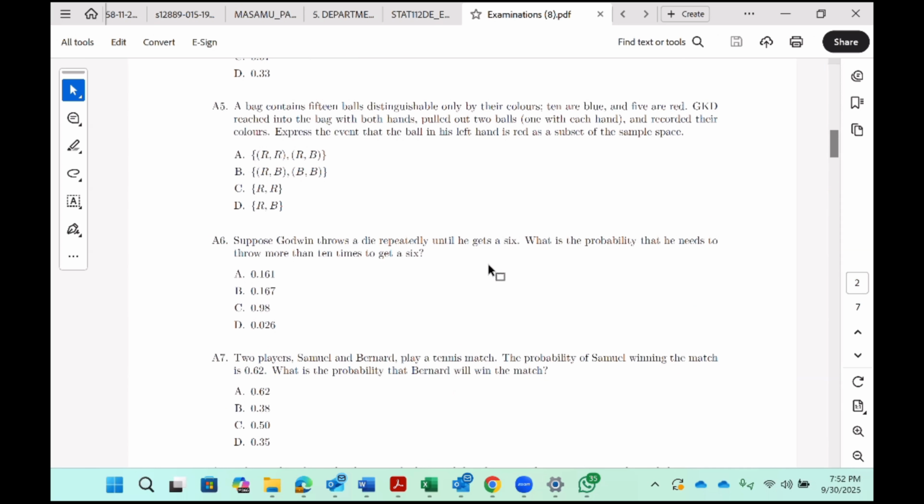Let's look at A5. A bag contains 15 balls distinguishable only by their colors. 10 are blue and 5 are red. GKD reached into the bag with both hands, pulled out 2 balls, one with each hand, and recorded their colors. Express the event that the ball in his first hand is red as a subset of the sample space.